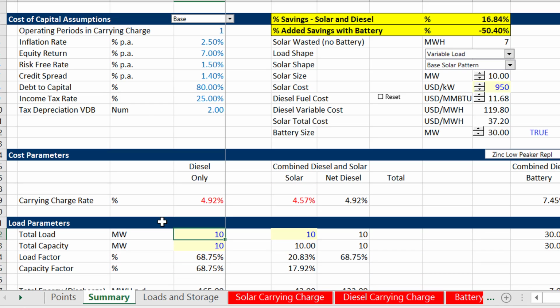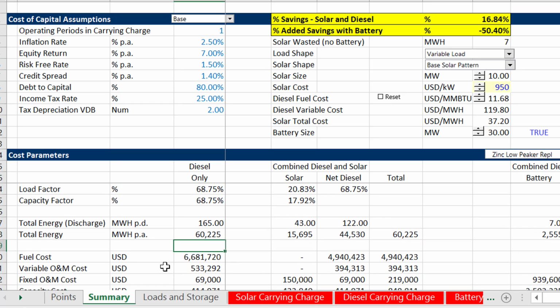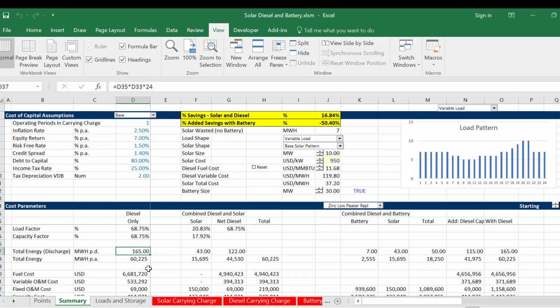And then I'm going to say, well, we need 10 megawatts of diesel, and that gives us a load factor. The load factor is the average of the load for a day divided by the peak load for the day. And I'm going to say that's the capacity factor. We're going to make a diesel plant that's just exactly the right size to meet our requirements. No extra reserve margin or anything else. You could, of course, put that in. And that means in this scenario with this load, we need 165 megawatt hours for the day.